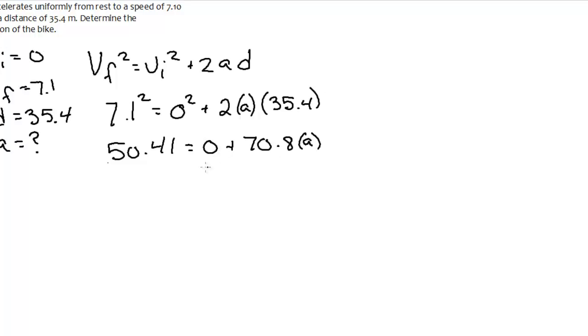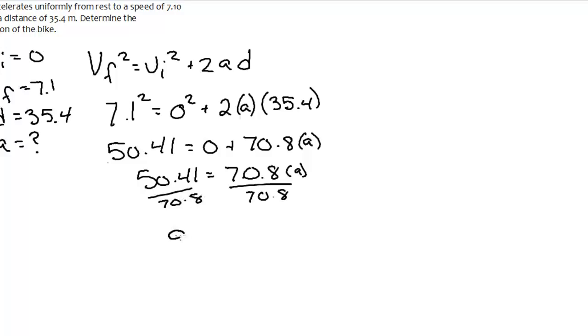The 0 is just going to drop out here, so I get 50.41 is equal to 70.8 times A. Divide each side by this so I can get the A by itself. And in the end, I'm going to get that A is equal to 0.712. Now this is acceleration, so that's meters per second squared. All right guys, and that's the first one. So let's jump right to the next one.